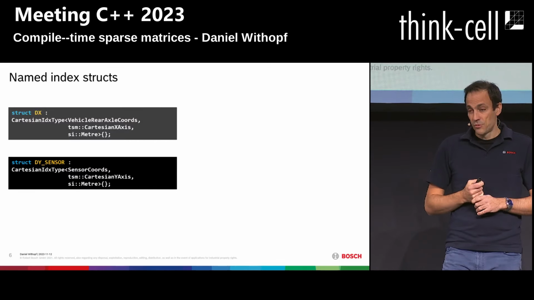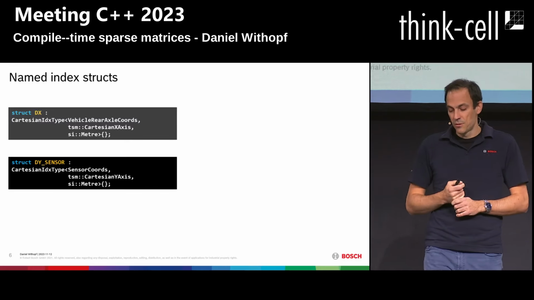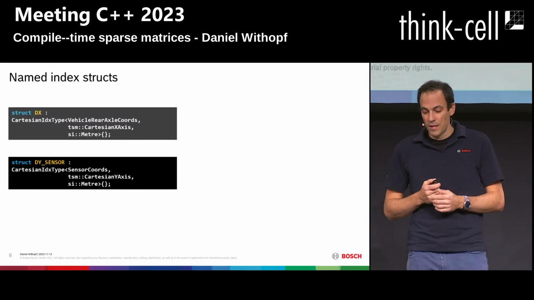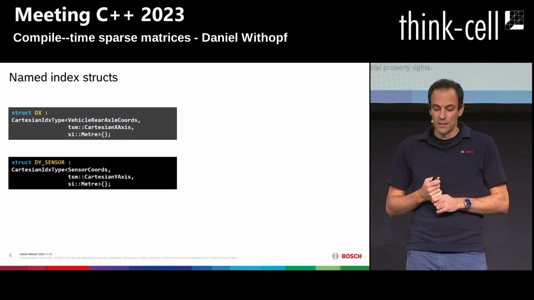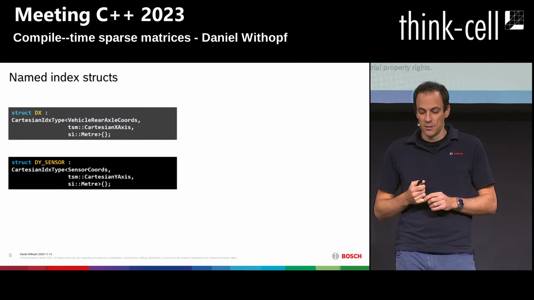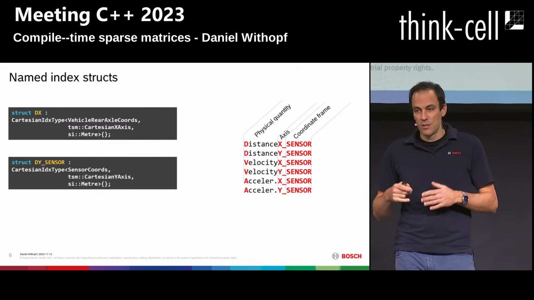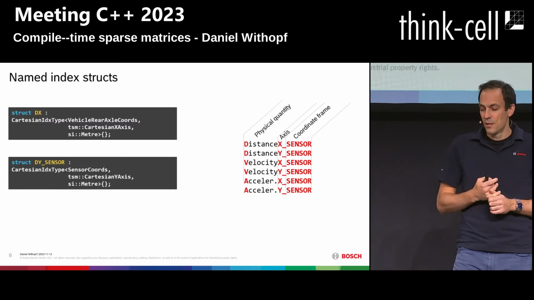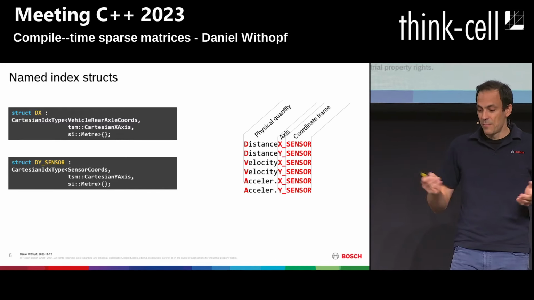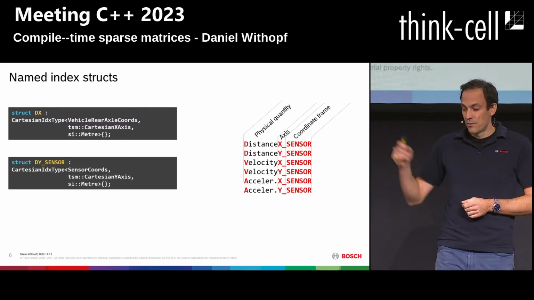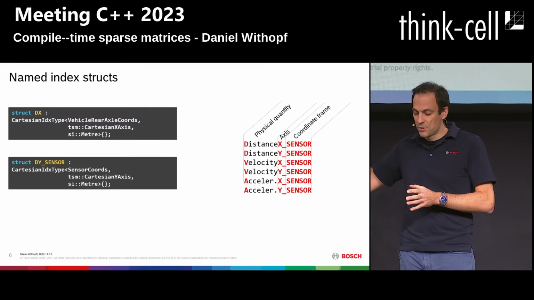Of course, we're not restricted to one frame. We can also represent entries in different frames. So this here would be dy sensor. This is the y position in sensor frame. And in general, you can just create your own indices and arbitrary frame names. That's, of course, possible.